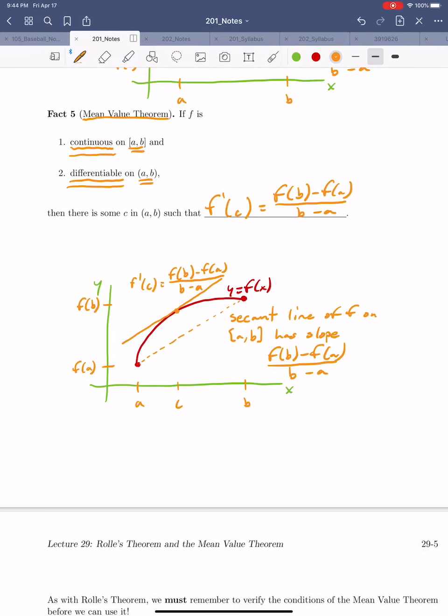Again, you might notice that when f of a equals f of b, this is just Rolle's theorem, right? It's going to equal 0. But this is also a more general version because we don't require that f of a equals f of b.